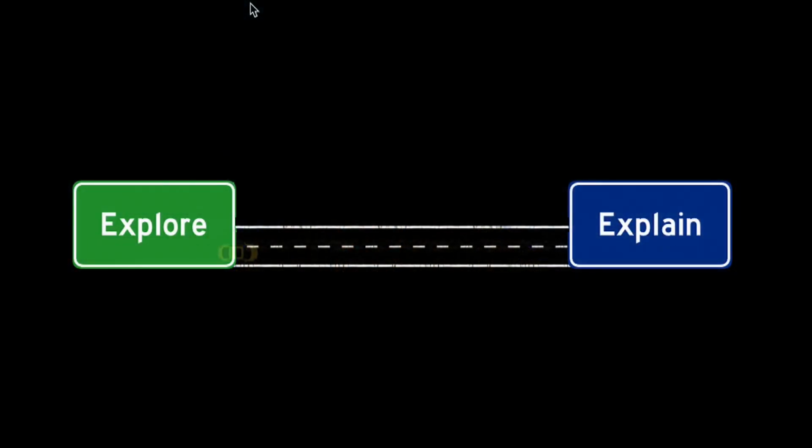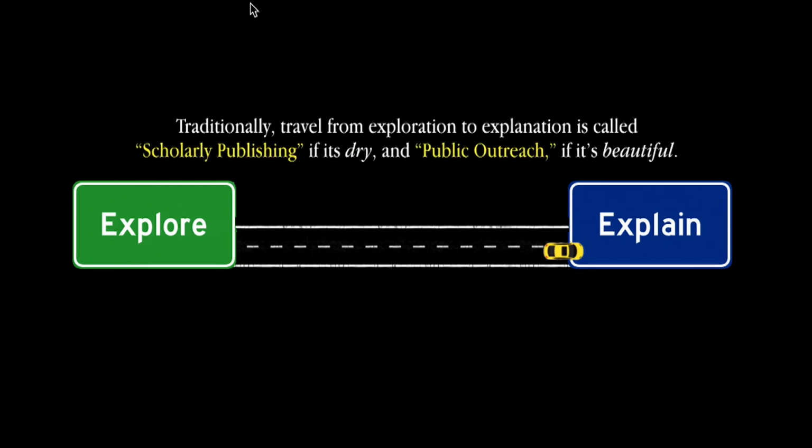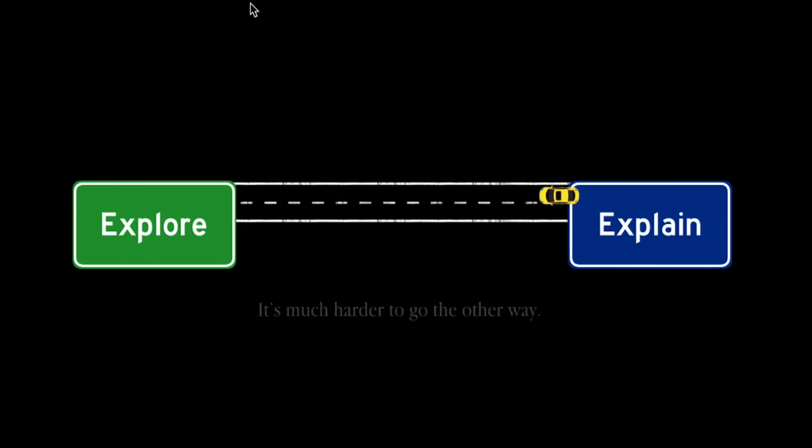Let's say we have these two worlds of exploration and explanation, and the road normally in visualization and art goes this way. You start out with scientists exploring their data, and they work sometimes with artists, sometimes on their own, to explain what they find to the public in very beautiful visualizations, some of which you've seen today. That's usually called public outreach. But traditionally, the road going in that direction, if it's boring and dry, is called scholarly publishing, and if it's very beautiful, is called public outreach. I'm going to address both of those today, starting with outreach in a bit and then scholarly publishing.